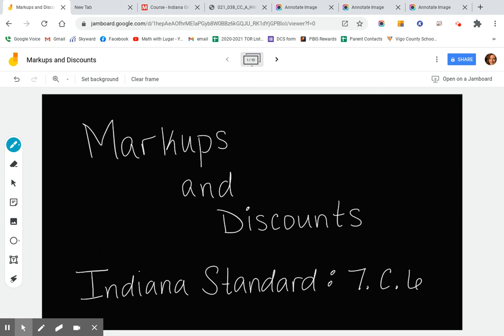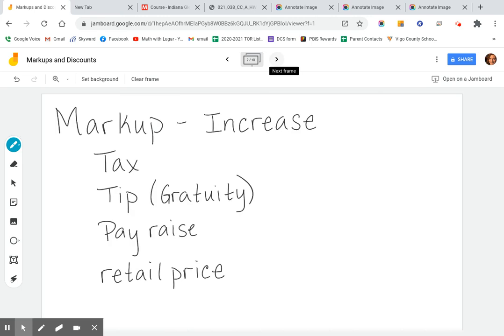I get it. When I was a kid, even though I loved math and math was my thing, there's a lot of things you learn in math class that you sit there thinking, why? Why am I doing this? But with percents, they're all around us. And markups and discounts, that especially is a lesson that you'll use your whole life. So let's dive into this and figure out what to do.